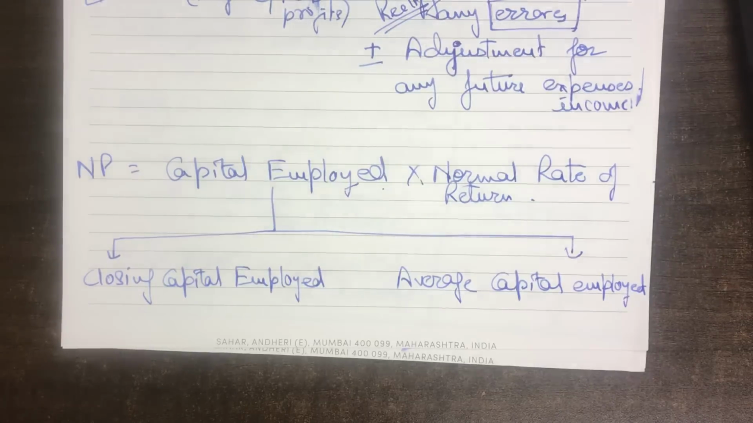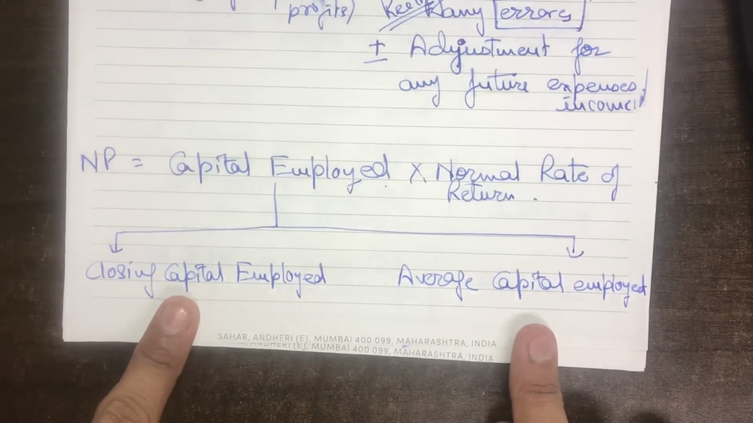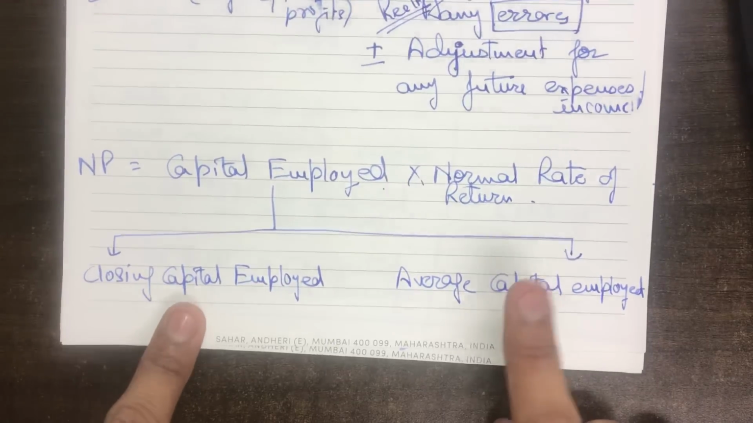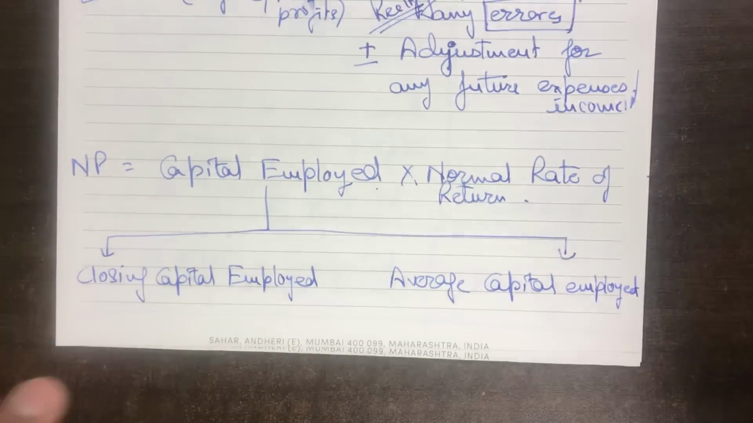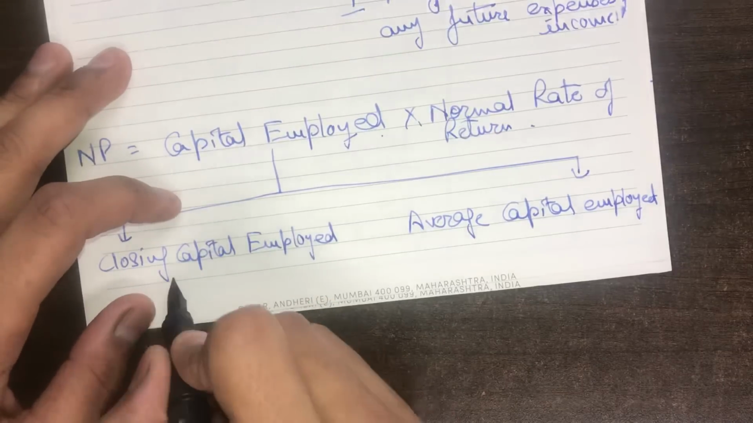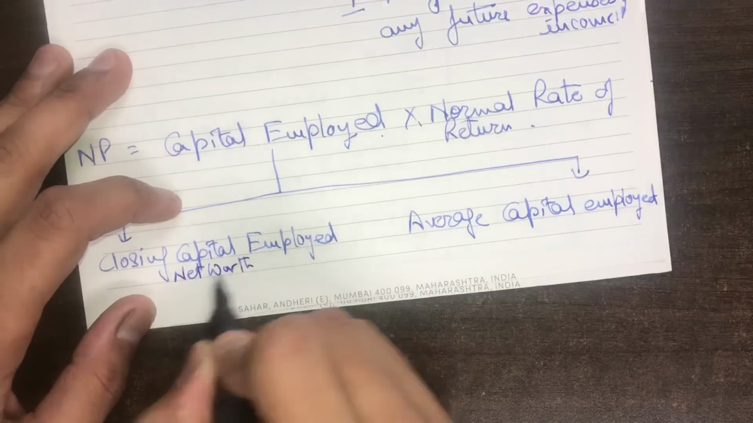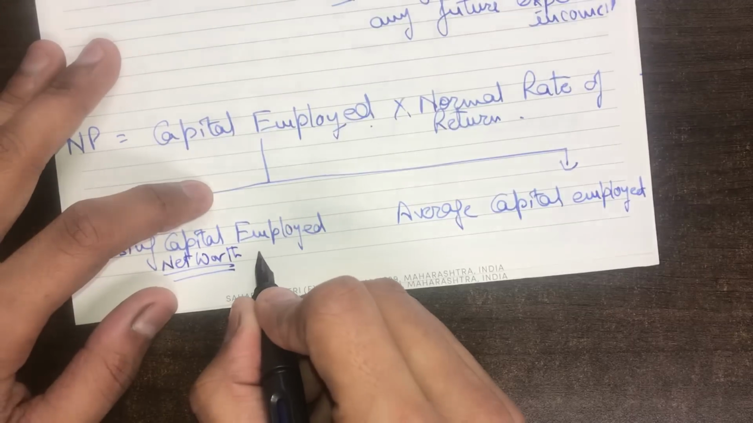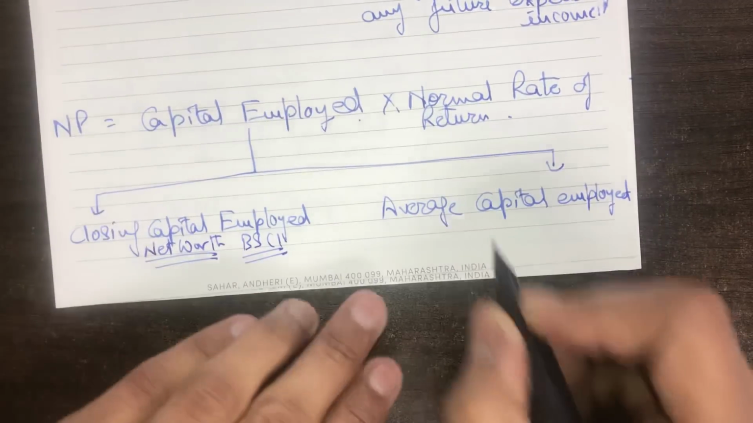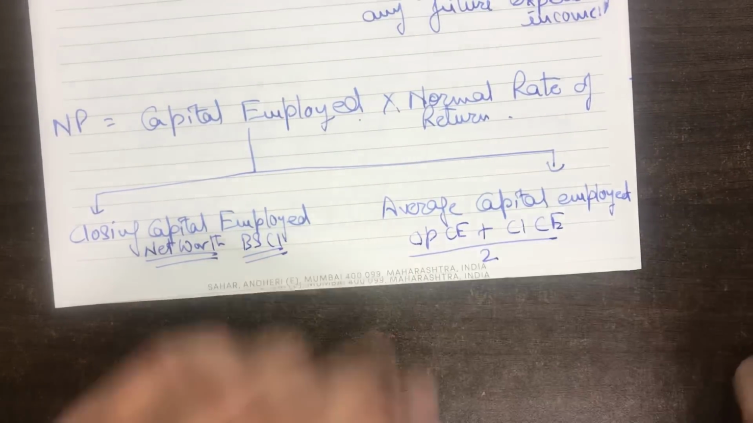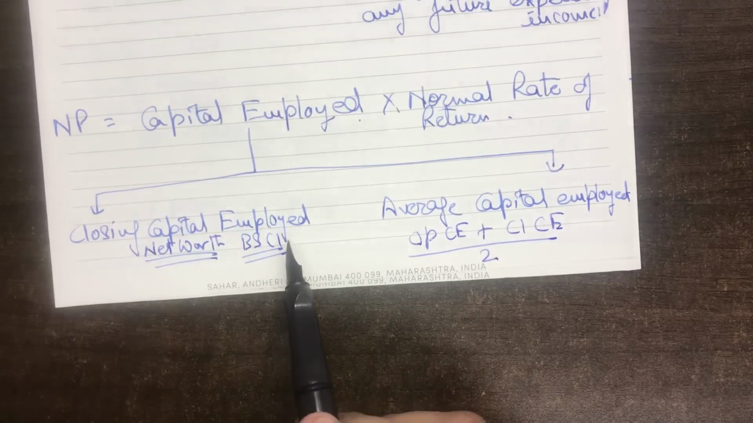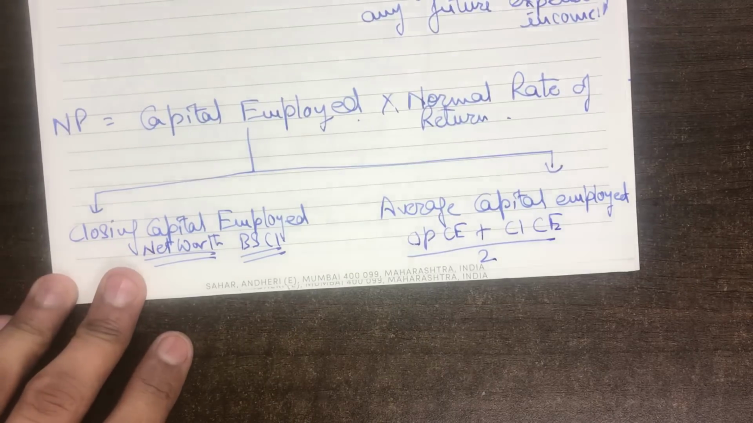So now the biggest challenge or the biggest problem which students face in this entire chapter is, sir, how to distinguish whether to choose closing capital employed or average capital employed. This is the question which revolves in your mind day and night. So before coming on to this question, let me tell you what is closing capital employed and what is average capital employed. Closing capital employed is the net worth or net assets at the balance sheet closing date, and average capital employed is opening capital employed plus closing capital employed divided by 2. So closing capital employed is the capital employed which is existing at the closing balance sheet date, and average capital employed is the capital employed which is opening plus closing divided by 2.